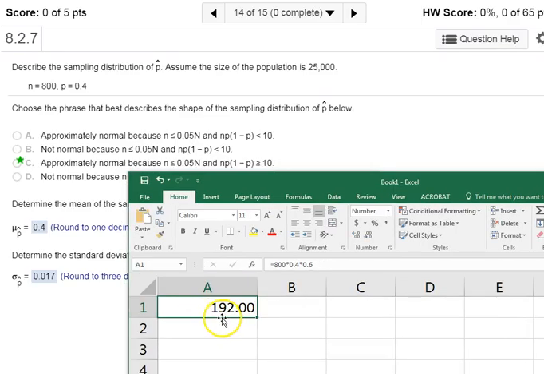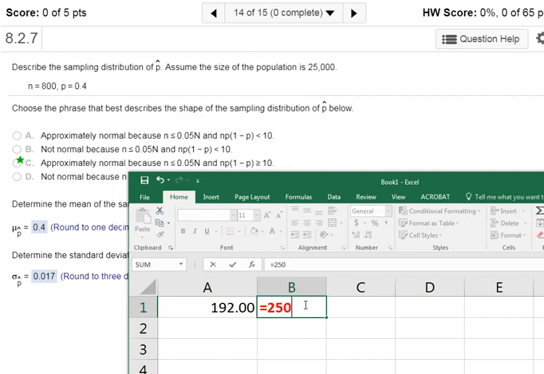And so using Excel, if I do N, our sample size, times the population proportion, and then 1 minus the population proportion, which in this case is 0.6, I get a value back that is greater than or equal to 10. And also since N is not bigger than 5% of our total population, so you could figure that out, 25,000 times 0.05. The largest sample size we could possibly get is 1250. 800 is less than that.